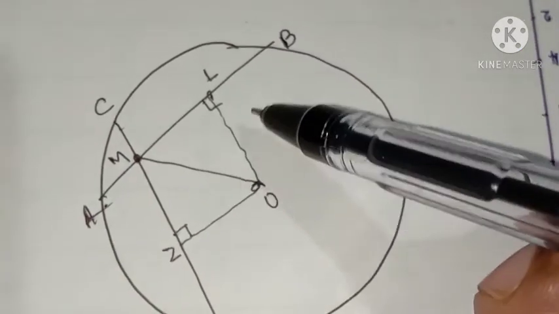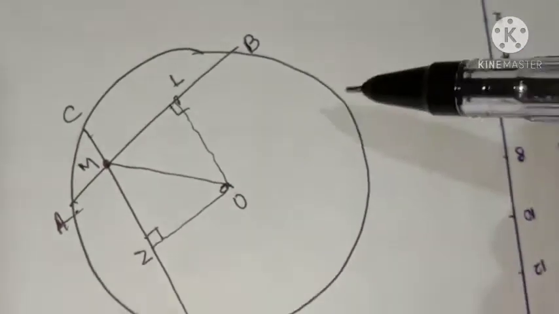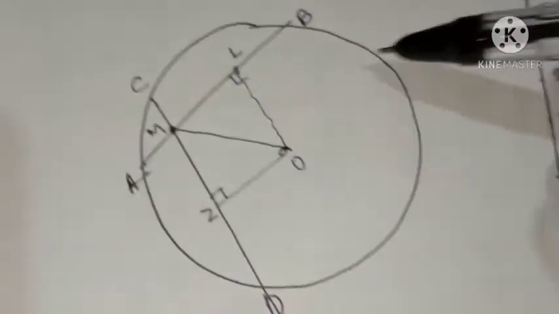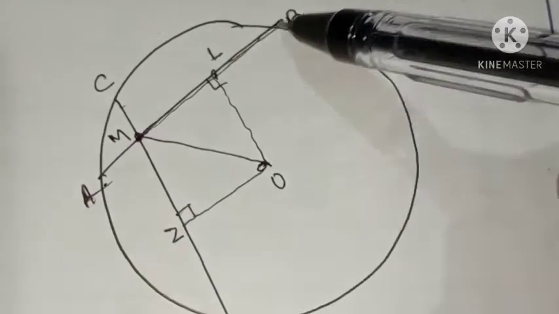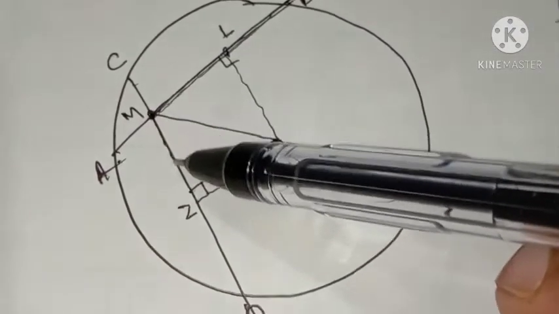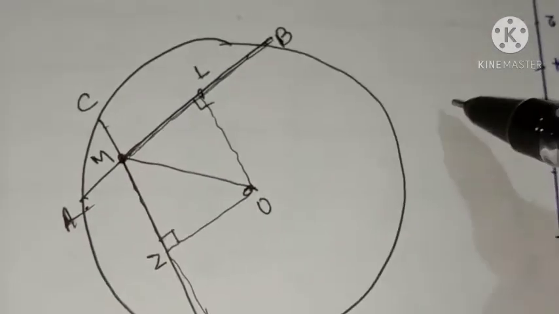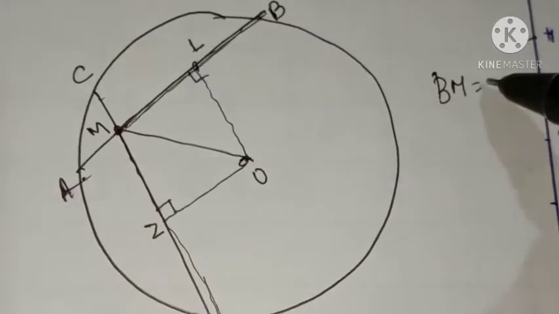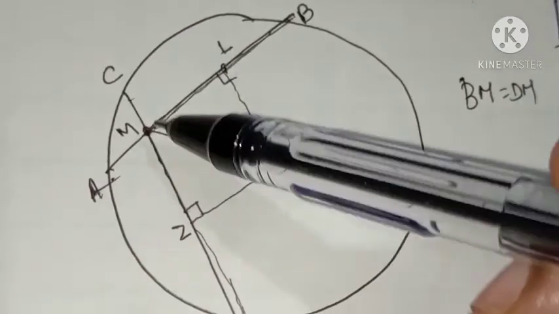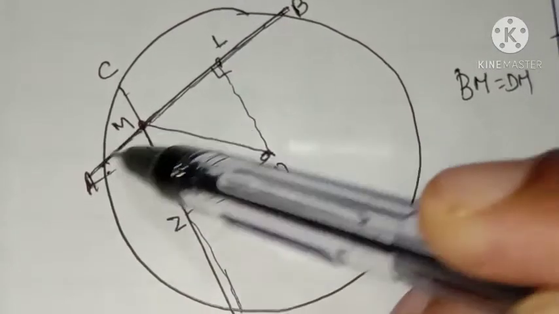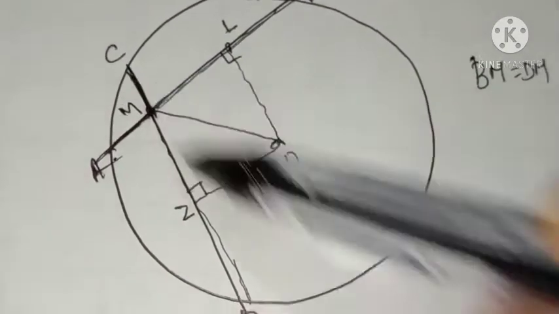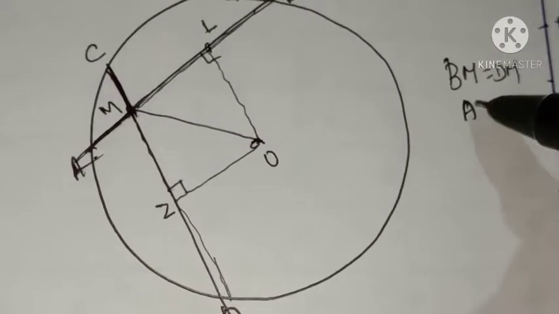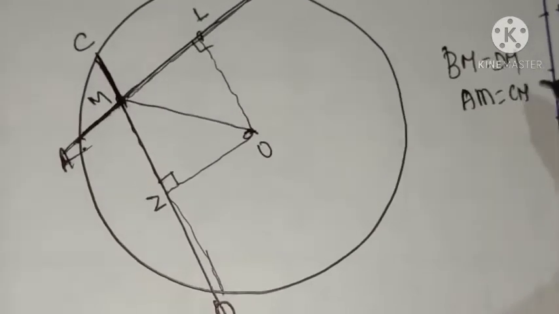Now we need to prove the segments of the corresponding chords are equal. This is one segment, BM, and this segment is equal to DM. We need to prove BM is equal to DM. Then another segment is AM, the small segment, and this AM is equal to the small segment of the other chord, AM is equal to CM. That we need to prove.